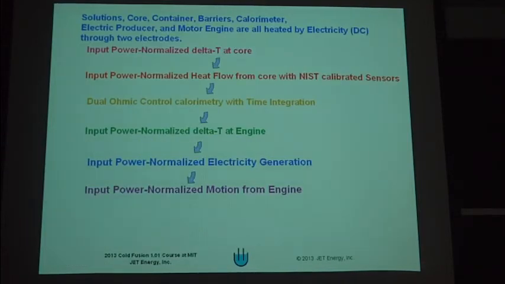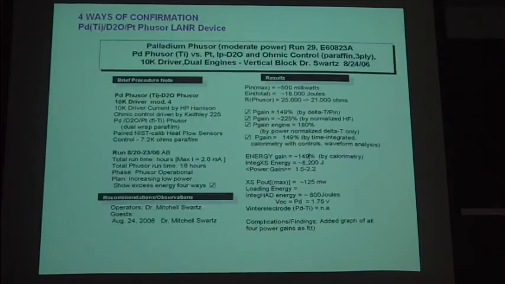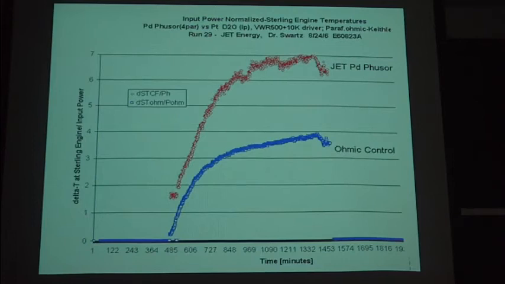Again, it's a redundant system, so we were measuring the delta T at the core, the heat flow out. We had some miscalibrated heat flow sensors. We were measuring the delta T at the engine. We actually also were generating electricity at the same time, and then looking at the motion for the engine. And so we had 4, 5, and 6 ways of confirmation. I'll show you some of them.